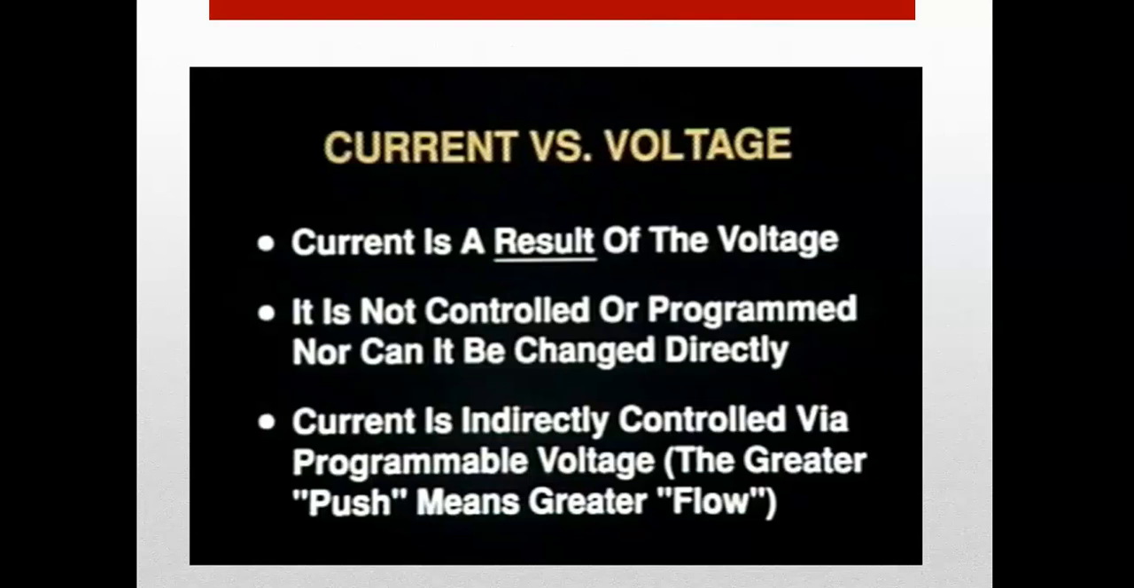Current is a result of voltage. So when we're thinking about current versus voltage, current is a result of the voltage. Remember that voltage is the force that pushes electrons out of the battery. So the movement of these electrons is the current. Current cannot be programmed and can't be changed directly, but it can be changed indirectly by changing the voltage, or the force. So the greater the push, the greater the flow.